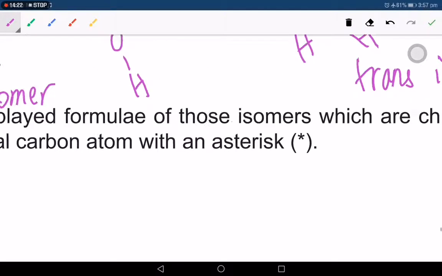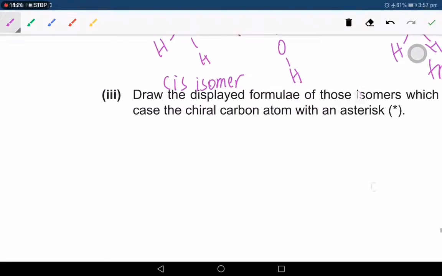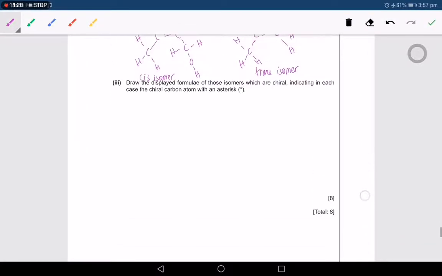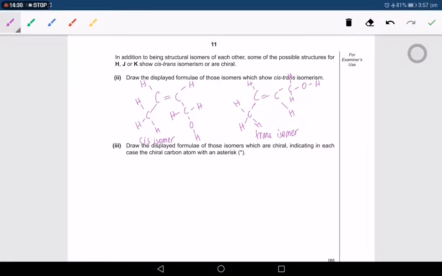Okay, draw the display formula of those isomers which are chiral, indicating in each case a chiral carbon atom with an asterisk. They always ask you to do this. They ask you to draw the chiral carbon atom with an asterisk. So we need to get the asterisk done.